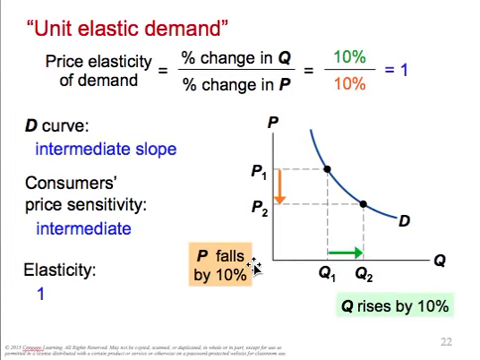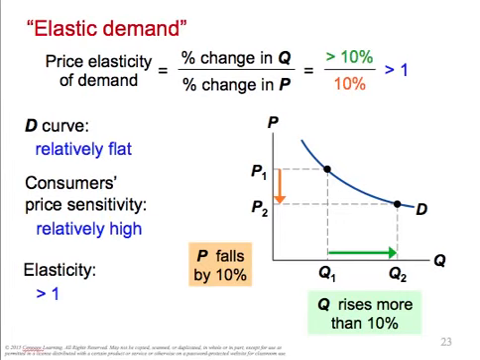So price falls by 10%, quantity rises by 10%. If they're equal, 10% over 10%, and elasticity is 1, you can call it unit elastic. So equals 0 is perfectly inelastic, less than 1 is inelastic, equals 1 is unit elastic.